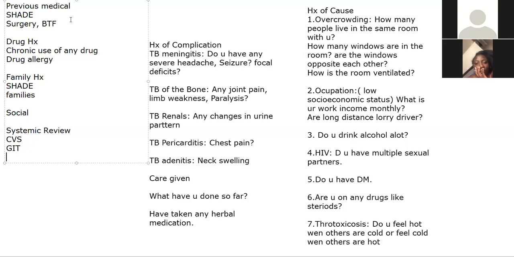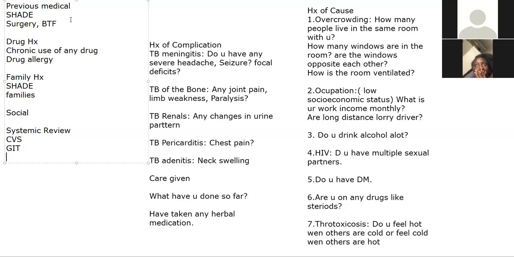Do you have multiple sexual partners? I would like to confirm, do you practice unprotected sexual intercourse? Do you also drink or do you smoke? Do you notice that when people are feeling cold, you are feeling hot, or when people are feeling hot, you are feeling cold? Have you noticed that? Are you a diabetic patient? I would like to confirm.